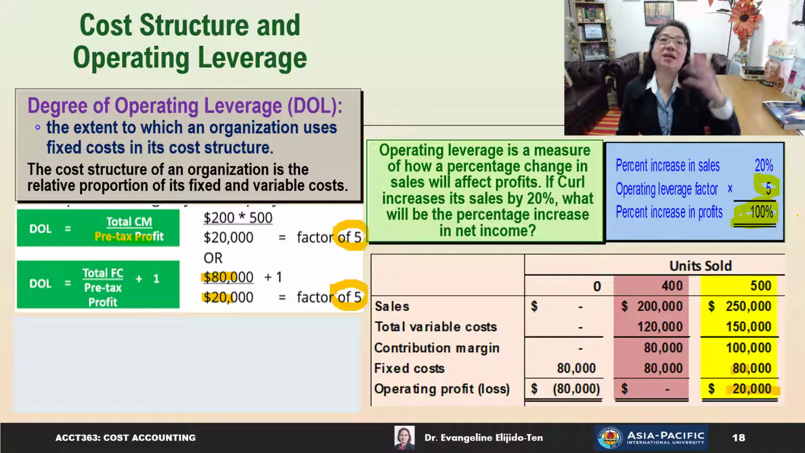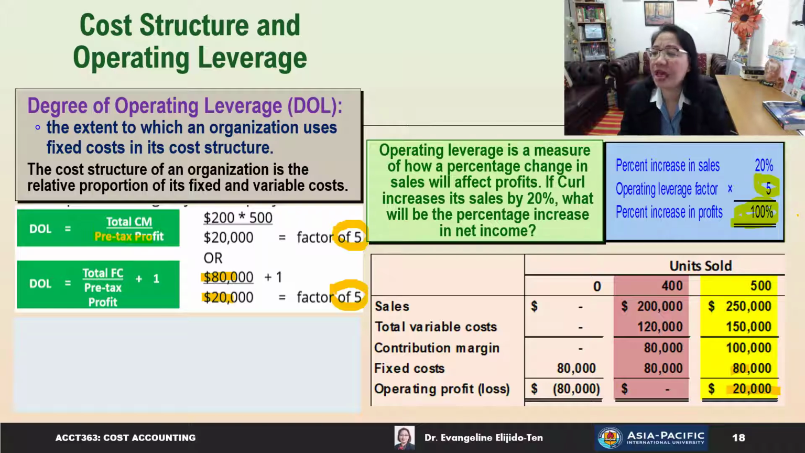So anytime you increase your sales by 50%, how much will be your increase in profit? It will be 50% times 5, 250%. All right, so your increase in sales will be magnified by DOL in terms of your profit increase.